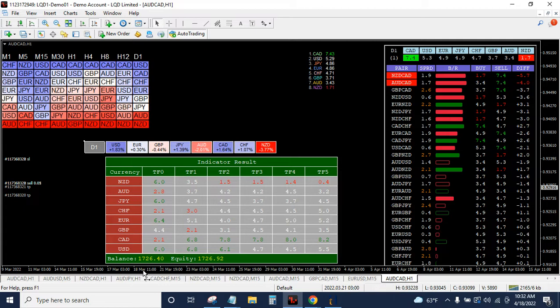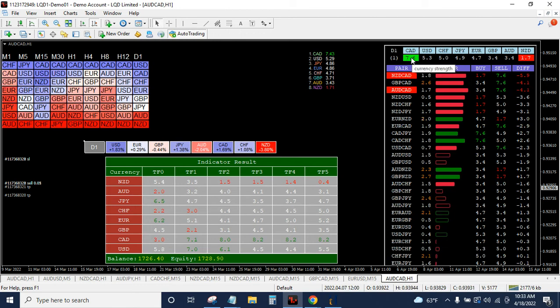For the first signal, CAD has to be aligned on all the time frames selected, the six time frames, at 8.0 or better, and it's going to match it here. This one is going to be 8.0 or better too. So if CAD is 8.0 or better here, and all the time frames selected are 8.0 or better here, the criteria is met for these two currencies as the strongest.